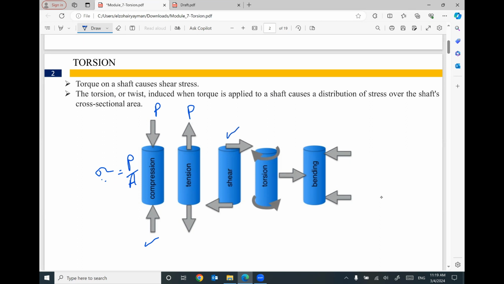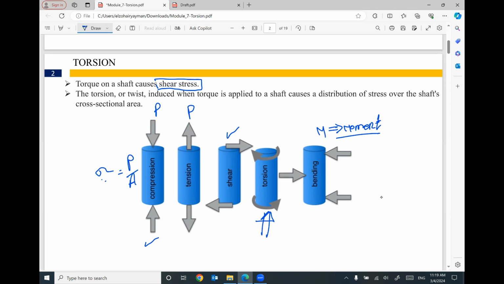This will be covered in module number 9. And we have bending. This moment is called bending moment and will be covered in the next module. And right now we are talking about torsion. This torsion is torque on a shaft that will cause shear stress.